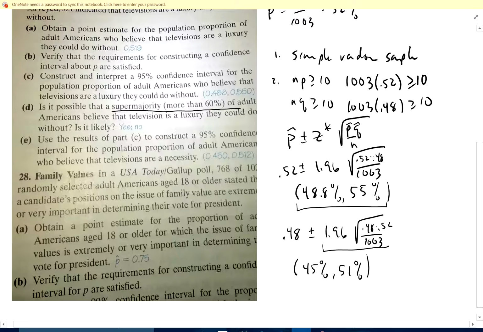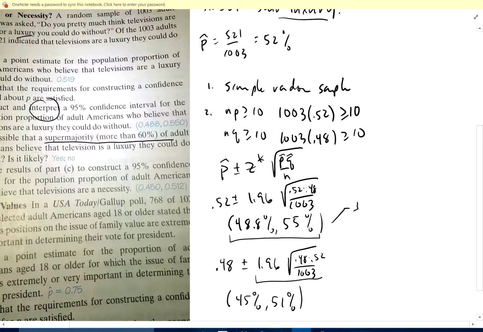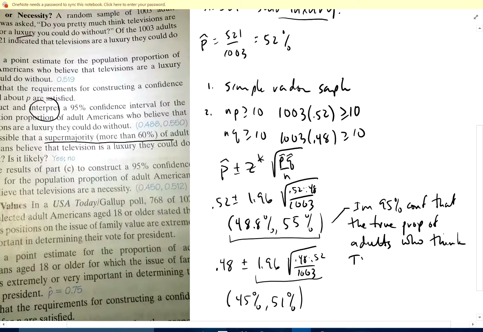Alright, now what I didn't do is interpret it, and I want to make sure that we're clear on that. I'm 95% confident that the true proportion of adults who think TV is a luxury is between 48.8% and 55%. Okay, there we go.